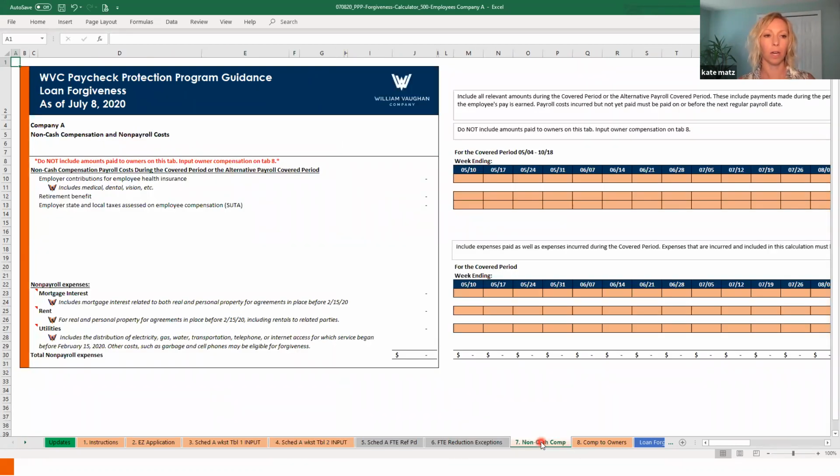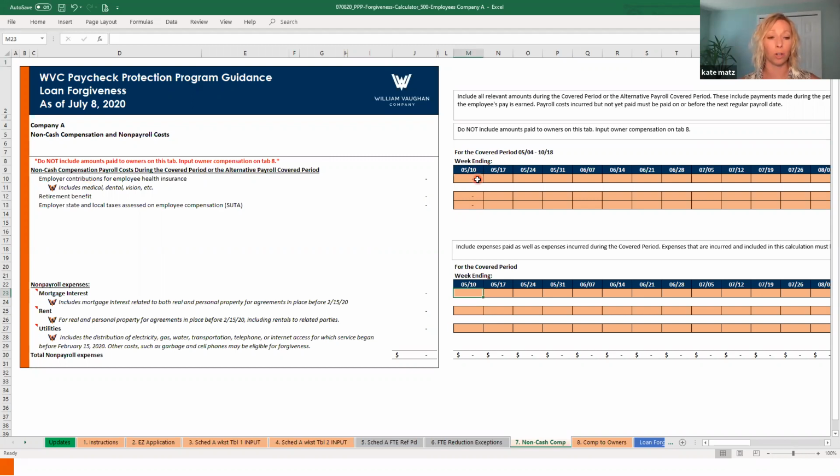So 7 is where we're going to input our non-cash payroll items and our non-payroll items that are eligible for forgiveness. Now this top section, the non-cash payroll, these still have to do with employees. So it says right here, do not include amounts paid to owners on this tab. The owner compensation is going to go on tab 8. So we're only looking at employees. And again, we've got no employees for our Company A, so we can just plug zeros in here. Move on down to the non-payroll expenses.